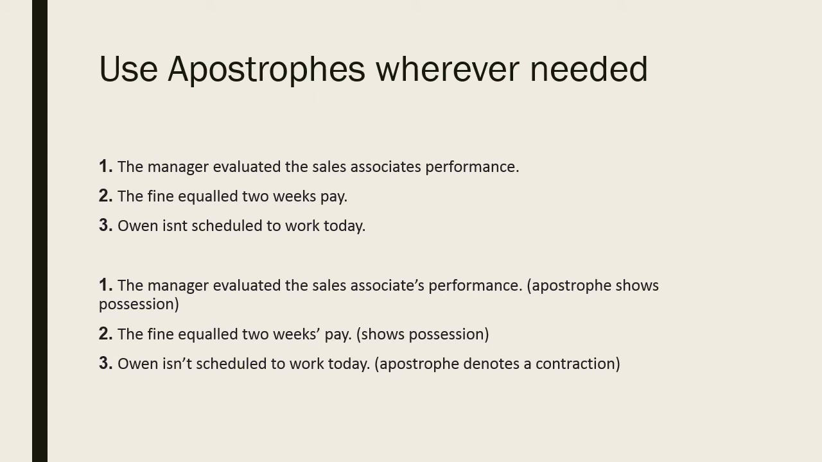Now here associate is an employee probably, and it's singular, so the apostrophe shows possession. The fine equals 2 weeks' pay. Again 2 weeks, and after s we use an apostrophe, it shows possession. Owen isn't scheduled to work today. Now in this case we use an apostrophe to denote not possession but a contraction, an omission of a word, not. So Owen isn't scheduled to work today.